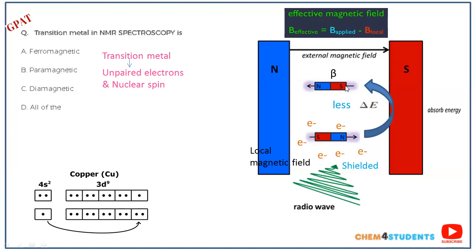In transition metals, an electron present in the 4s orbital jumps to the 3d9 orbital. That is the reason an unpaired electron is present in the orbital region. So the transition metal gives a paramagnetic property. That is the reason the answer is B. Transition metals produce a paramagnetic property.